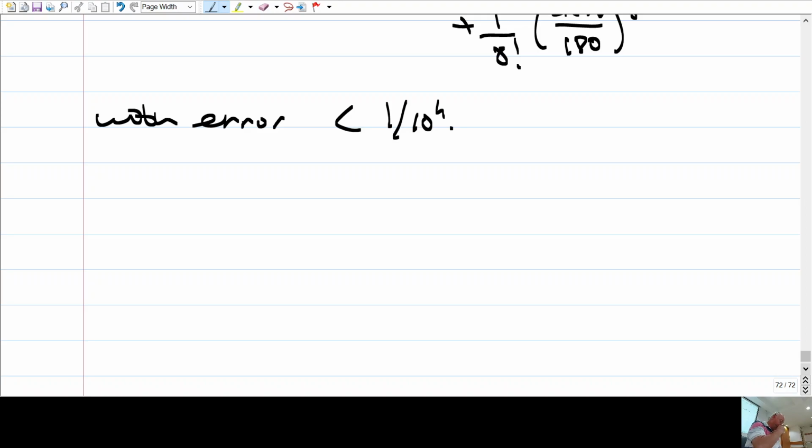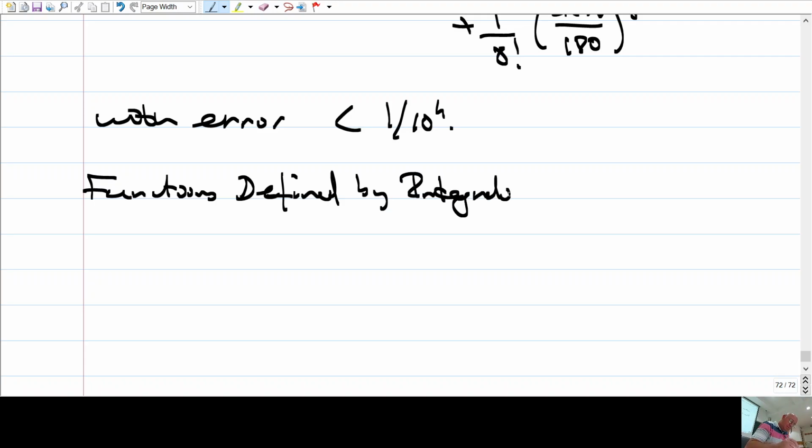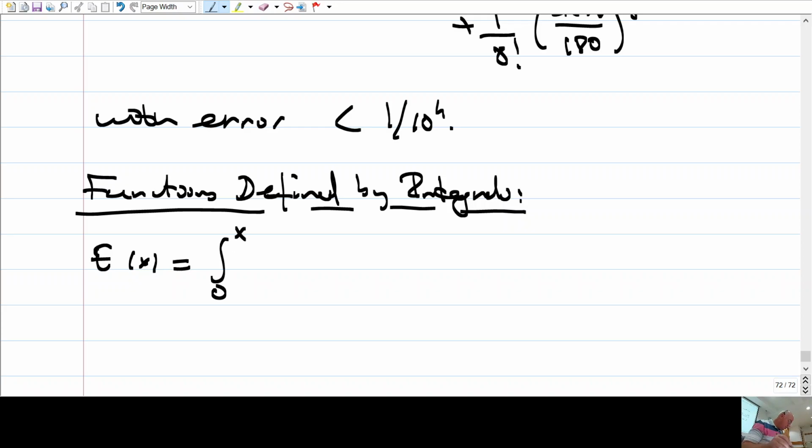Another application of this is functions defined by integrals. Consider this function. This is an important function in mathematics and in engineering, I guess, statistics and so on. E to the power minus t squared, right? This is like the Gaussian distribution function.